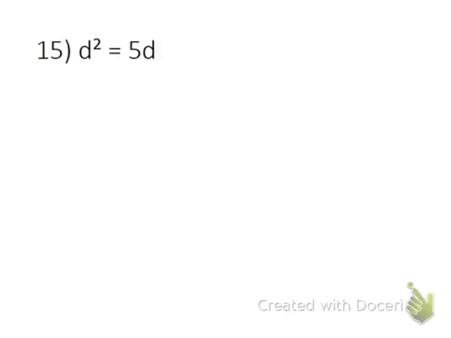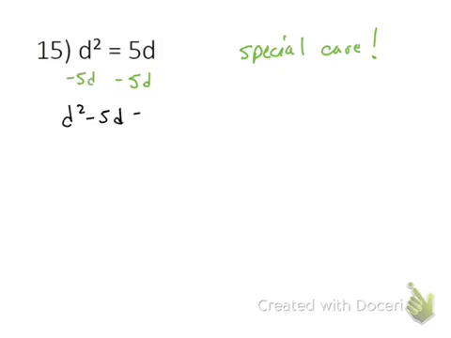Question 15 is a special case. With this one, you still want it set equal to 0, so we're going to move the 5d to the other side by subtracting it. But when we do this, we end up with d squared minus 5d equals 0. We can't factor this the same way we factored the other ones. Instead, the only thing we can do is factor out the greatest common factor, which in this case is just the variable d. So that means we leave behind d minus 5.